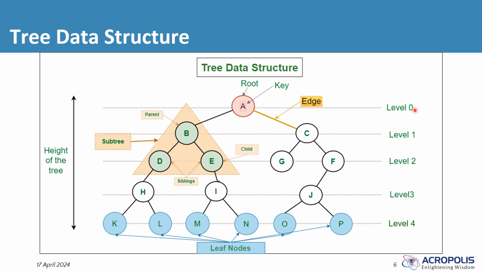In this tree example, we have four levels like 0, 1, 2, 3, 4. This is the fourth level, and this is the height. The height of this tree is 5 because 1, 2, 3, 4, 5. The height of this is 5.